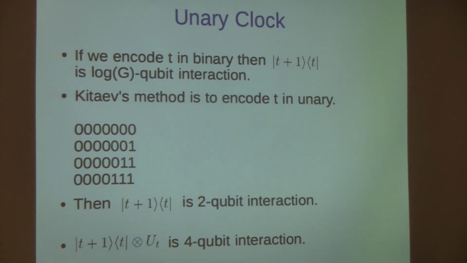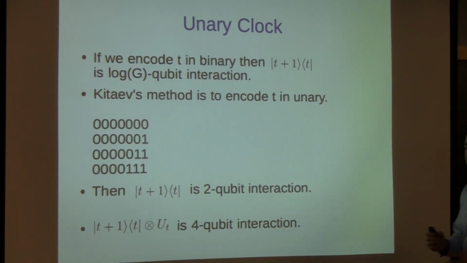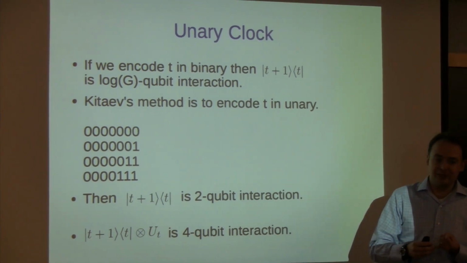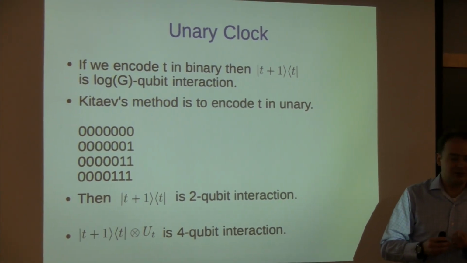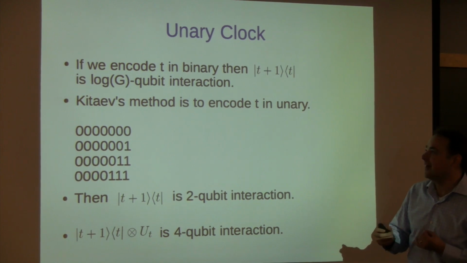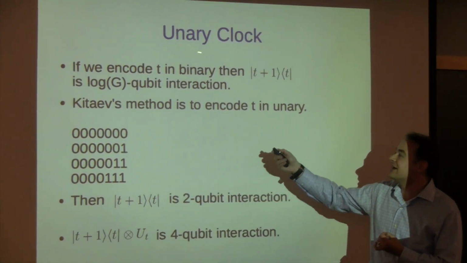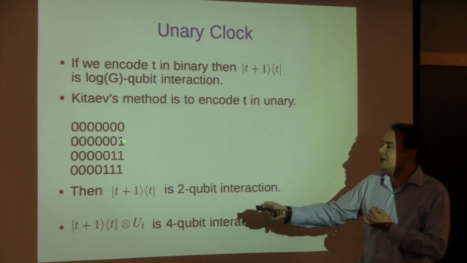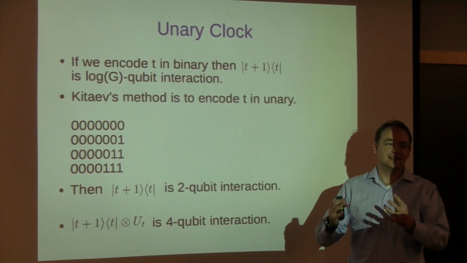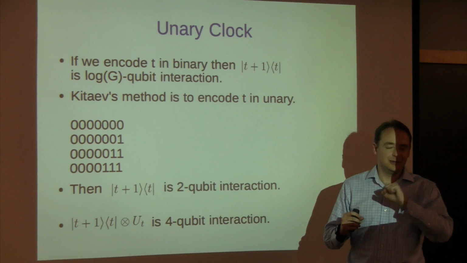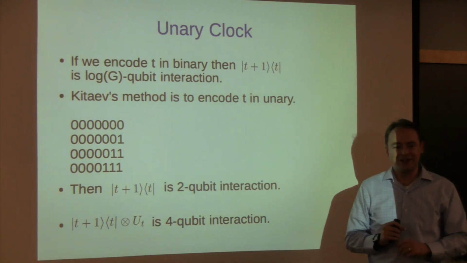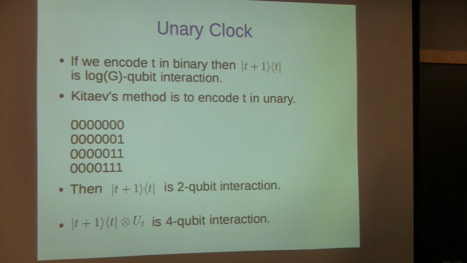Then you can ask, how physical is this Hamiltonian? First of all, does it involve many-body interactions? Is it something kind of crazy like that? Well, I believe this trick is from Kitaev: if you encode your clock in unary, then this Hamiltonian ends up only being 4-qubit interactions, which is, by my standards, pretty physical. So it's not involving many interactions.